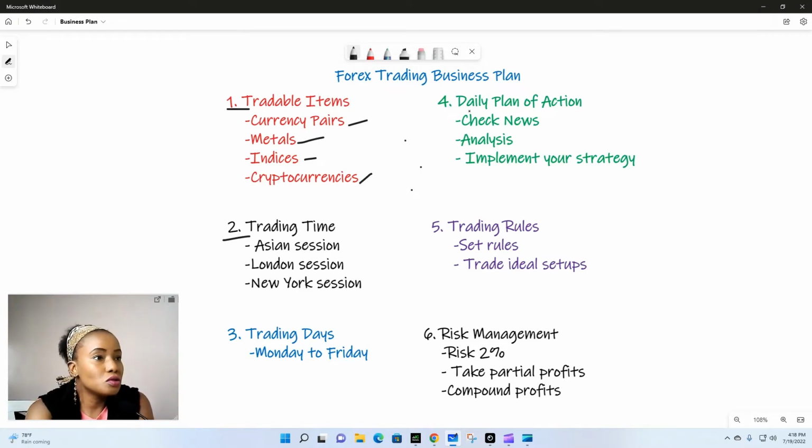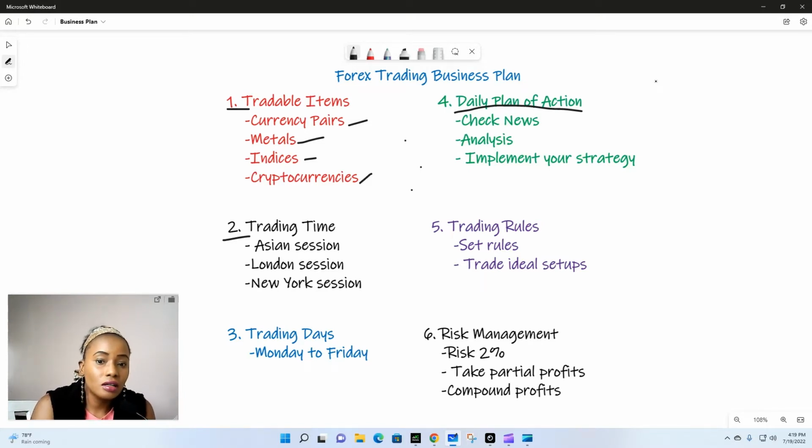Next item you want to consider is your daily plan of action. So whenever you start your trading day, what happens? What do you want to do? And how do you end your trading day? The first thing to do at the start of your trading day is to check for news. News are very important, and news affect the market dynamics, the currency pair dynamics, and the behavior of price movement.